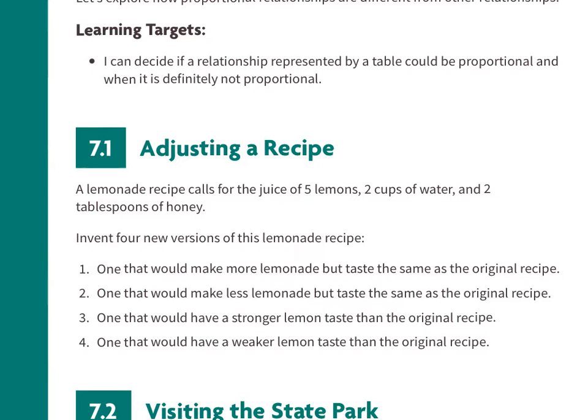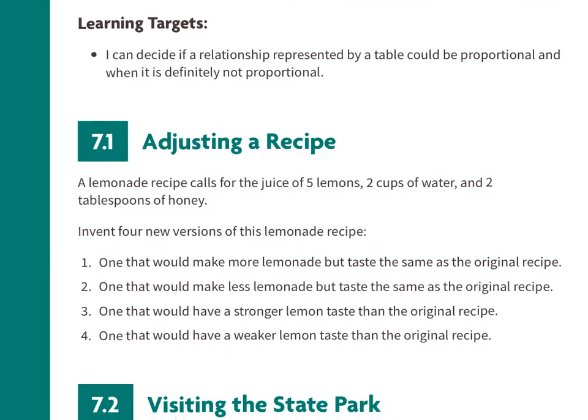Number 3, one that would have a stronger lemon taste. So then I just need to add more lemons. So I could have 15 lemons, 2 and 2, or 15, 4 and 4, or whatever. Just I have to have a lot more lemons than the other 2. And number 4, one that would have a weaker lemon taste. So I could keep the 2 and 2 and only put 1 lemon in there, and that'd have a weaker taste. Okay? So if we turn the page, 7.2, visiting the state park.